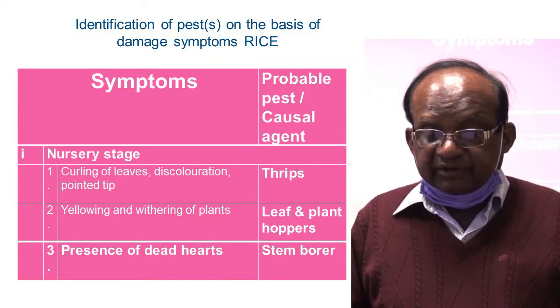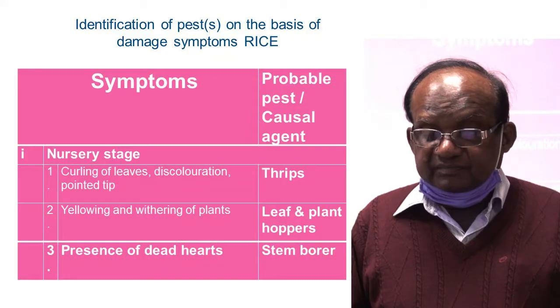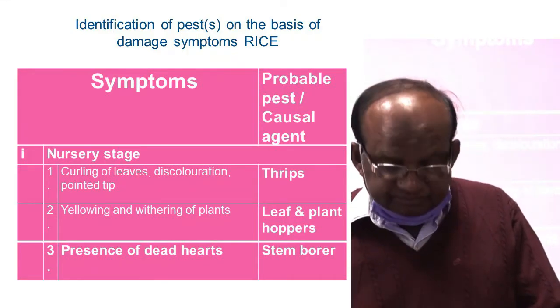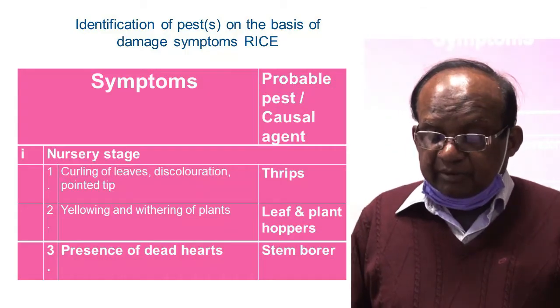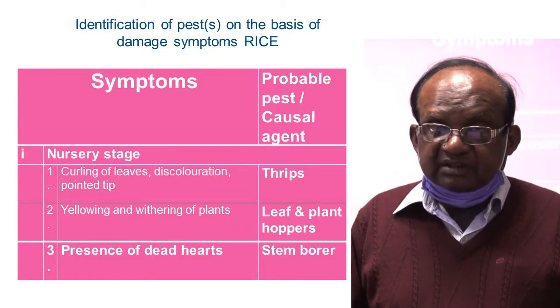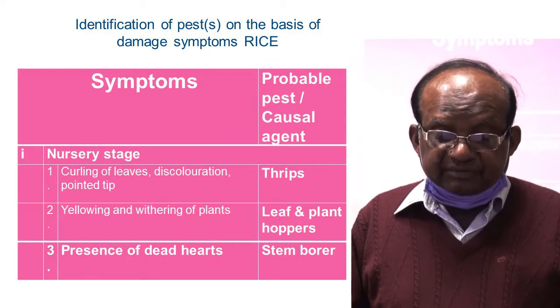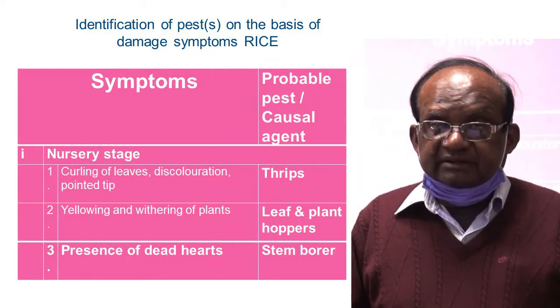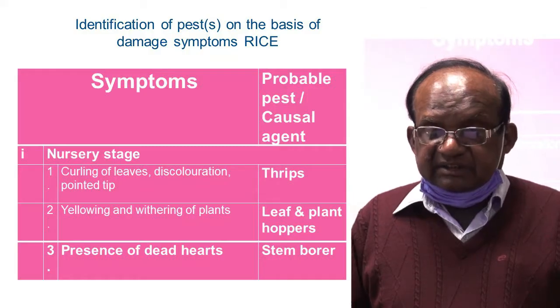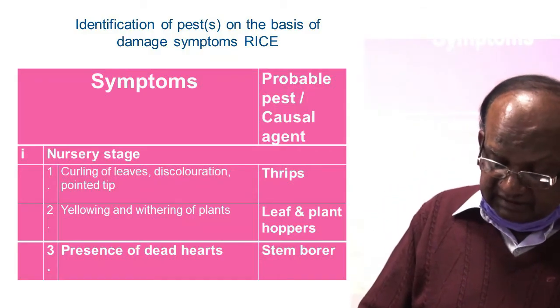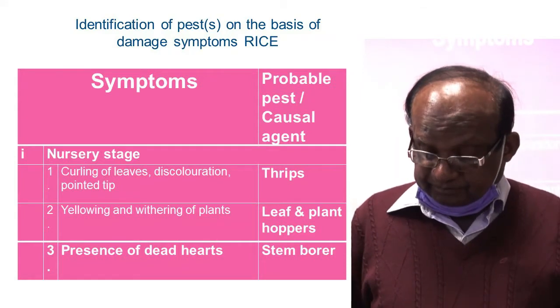Second one is yellowing and withering of plants. If yellowing and withering of plants is there, then probably leaf and plant hoppers are there in the field to cause the damage. And if there is presence of deadheart, this indicates that the rice field is affected by stem borers.